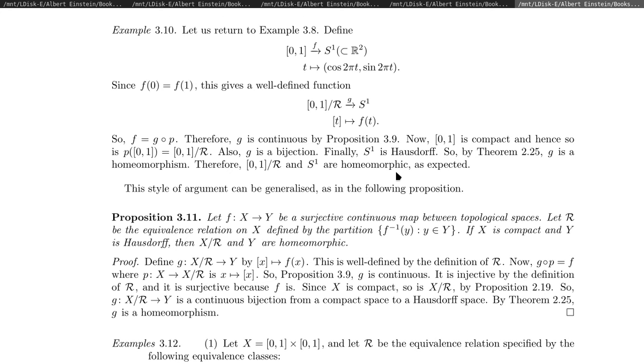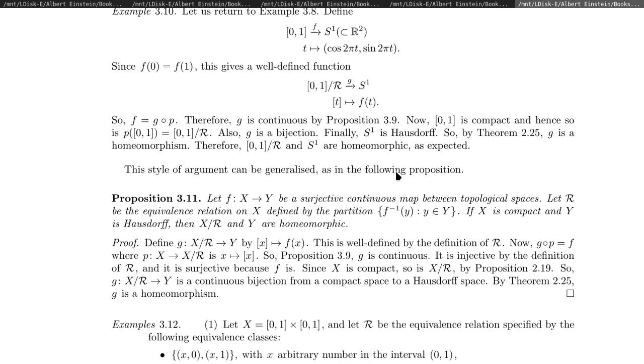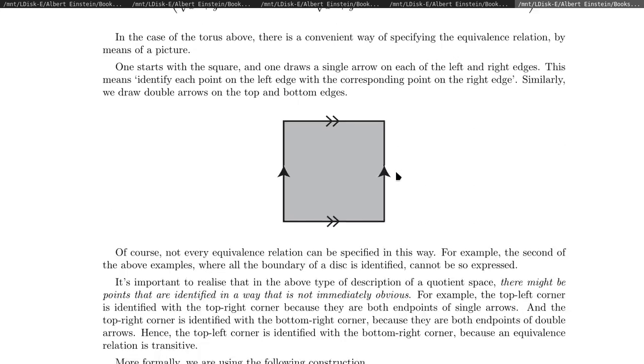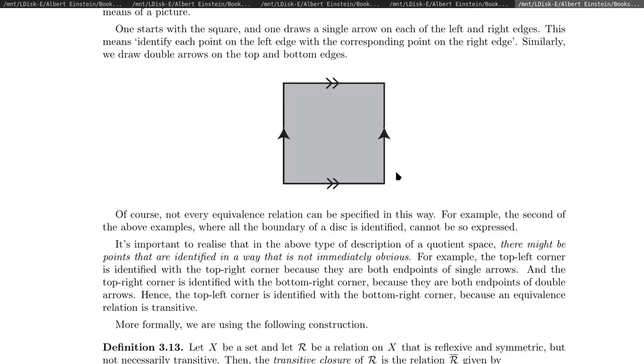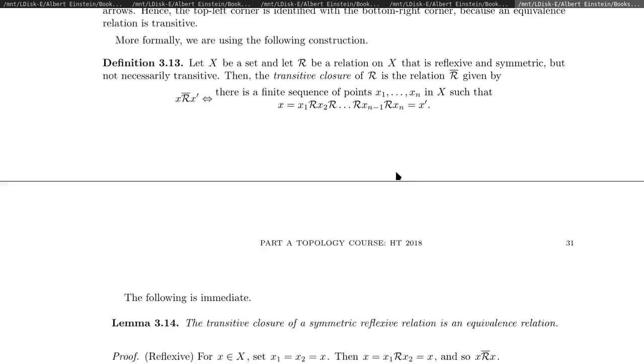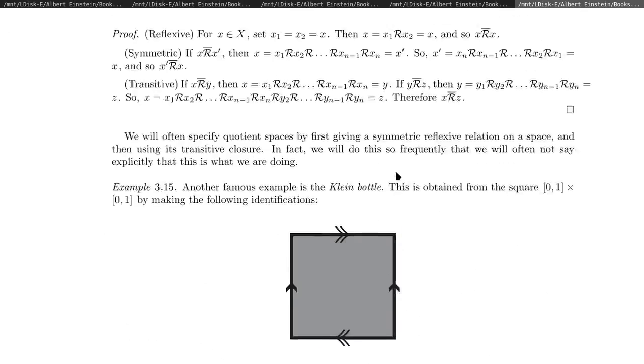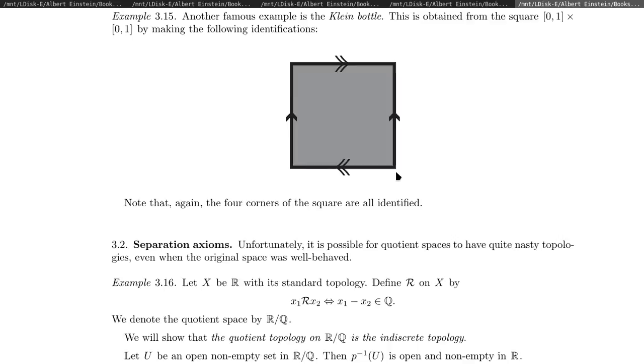There can be other examples of the quotient topology being applied. We'll see the torus and the Klein bottle happening here.